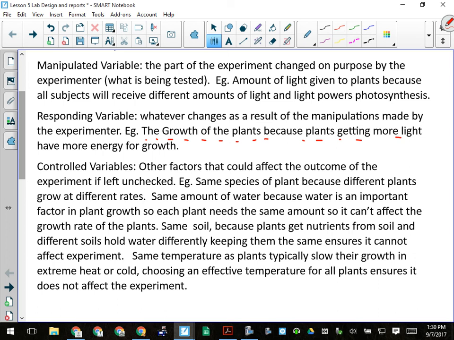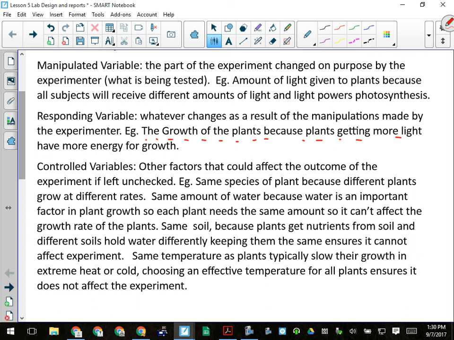Yeah, I got to keep it the same. Controlled variables are the things that could interfere with my lab if I didn't keep them the same for all of the subjects in my lab. All right, so as an example with this one that we're doing, I wanted to use the same species of plant for all my subjects.